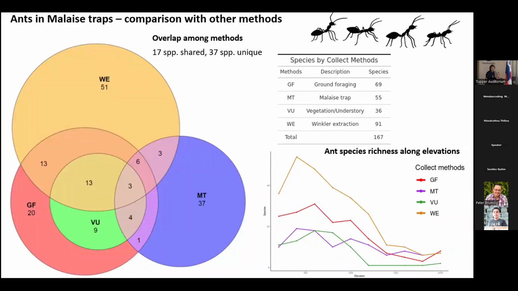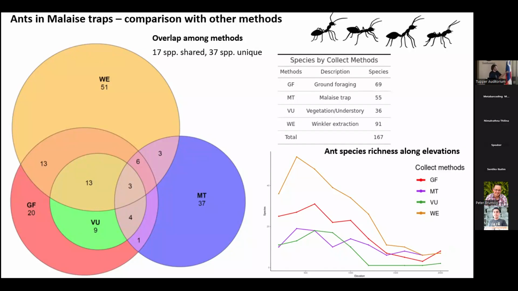We look specifically at ants and how malaise traps are good for recording them. These are the different methods which we used along the gradient: Winkler extractions, vegetation understory beating and sweeping, ground foraging ants based on bait traps, and direct collecting. And then we see that the malaise trap actually recorded slightly over 50 species over the year.